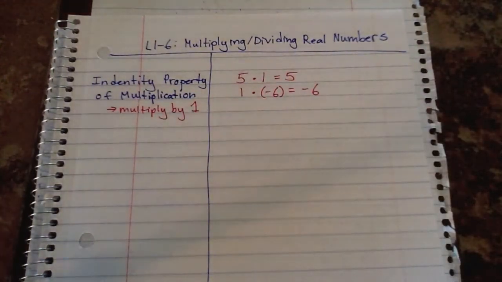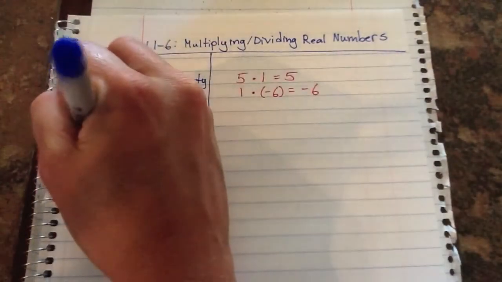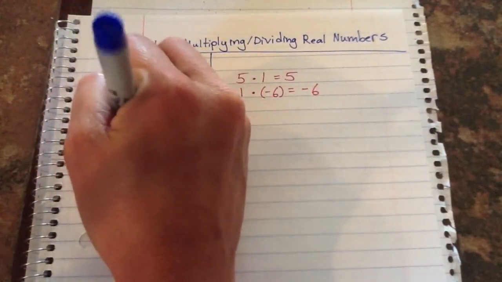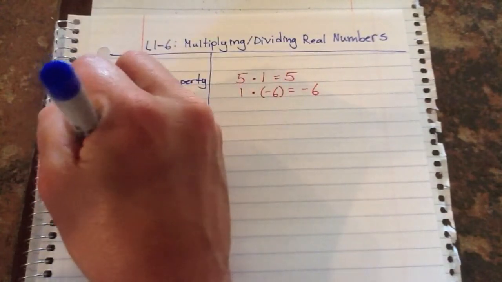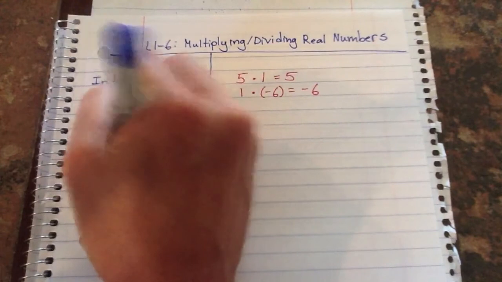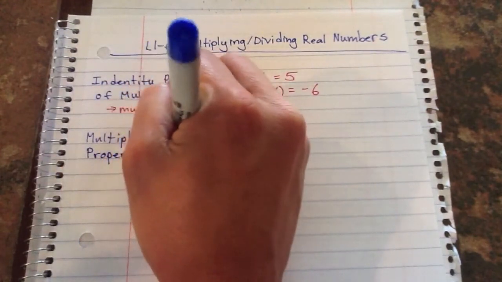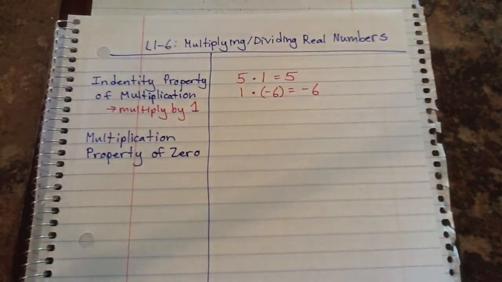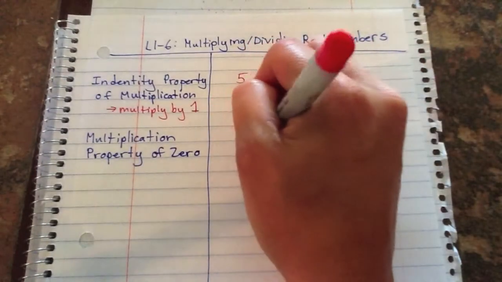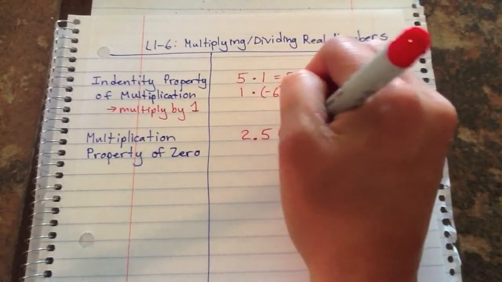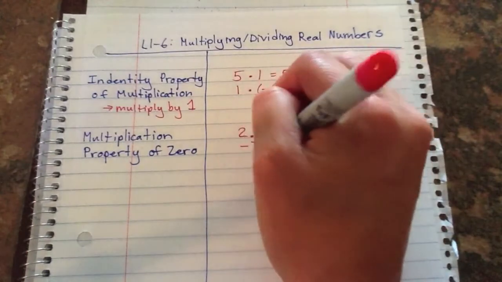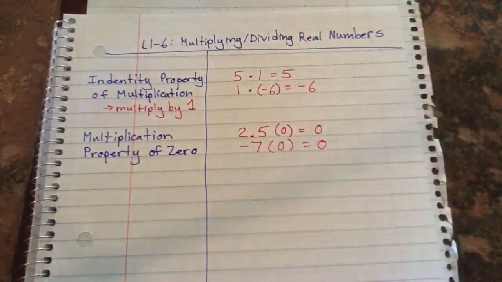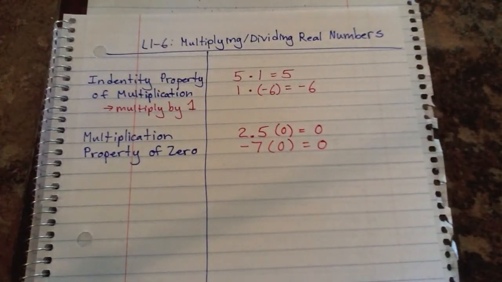Then there's the multiplication property of 0. If you don't know what this property is, you probably can figure it out just by looking at the name of it. What happens when you multiply something by 0? That's right, it becomes 0. So if I had something like 2.5 times 0, 0. Negative 7 times 0, 0. So no matter what it is, it becomes 0.